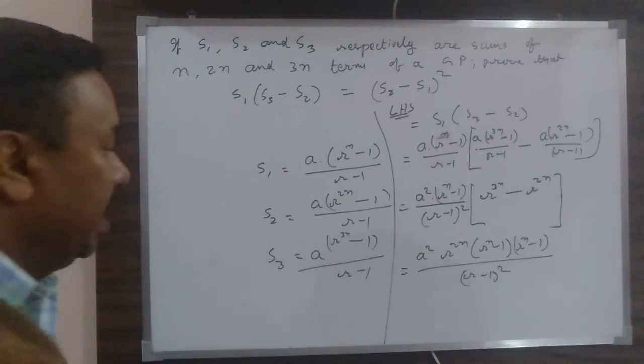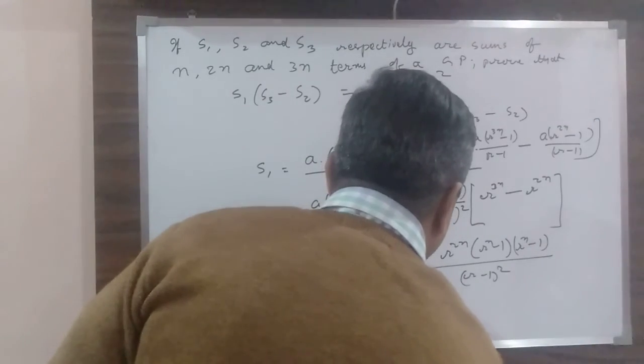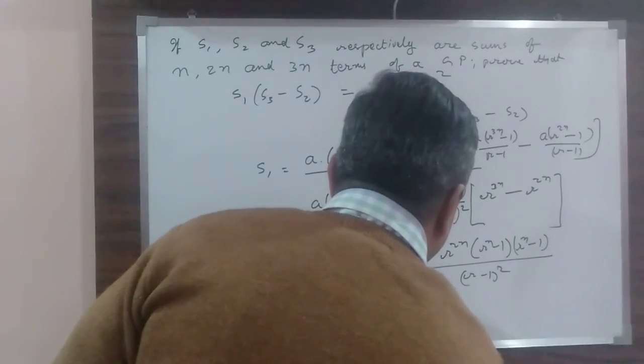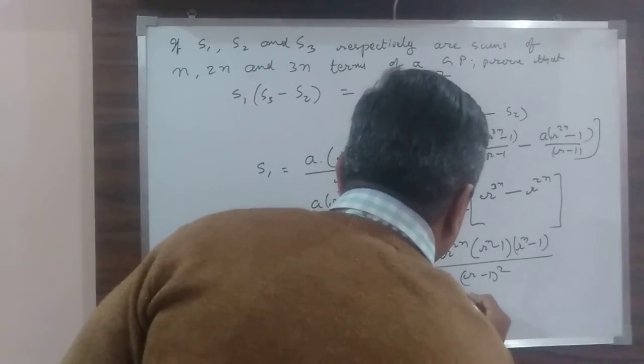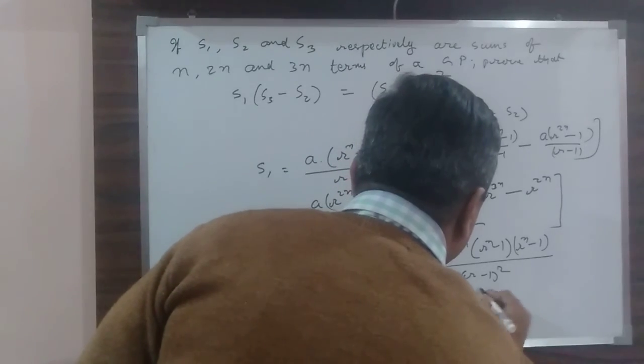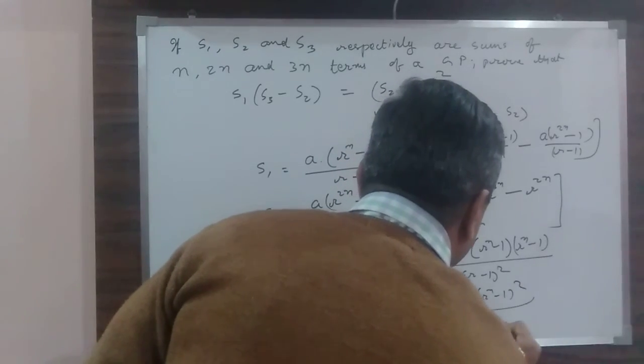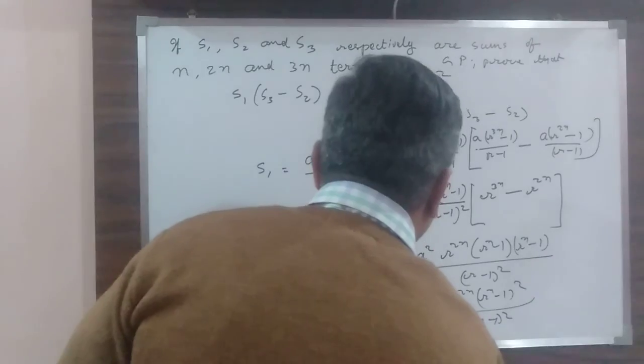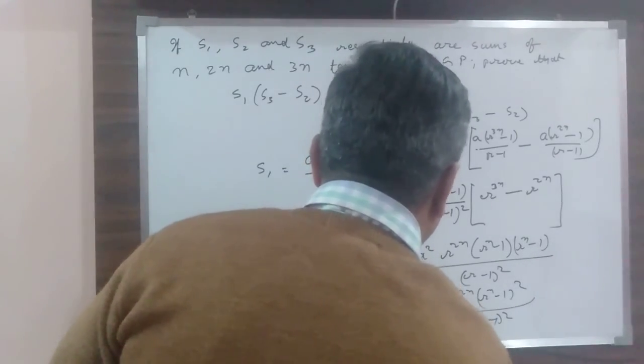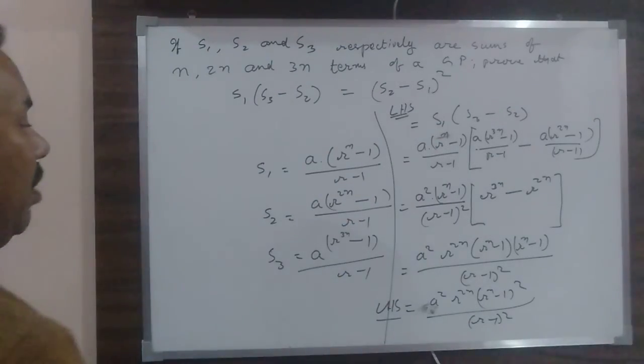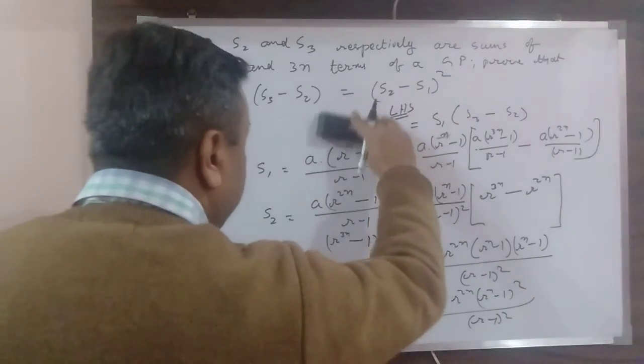So what I get is A square r raised to the power 2n, r raised to the power n minus 1 square divided by r minus 1 square. So this is your left hand side. Now I will find out what the right hand side is.